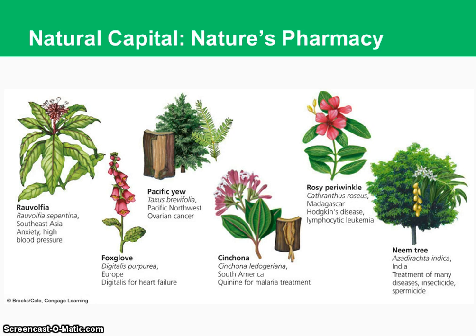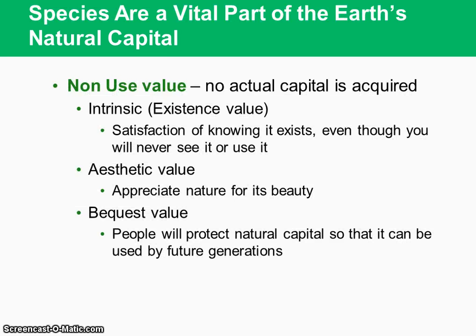Here are some examples, this is from your textbook, of different plant species that are used in different medicines. You can see a lot of them are there. You've got 2 cancer-treating drugs, the Pacific yew and the rosy periwinkle. These are in areas that are currently deforested, and we do have a shortage of these drugs because we have a shortage of the plants. But you've got other plants there you can look at too.